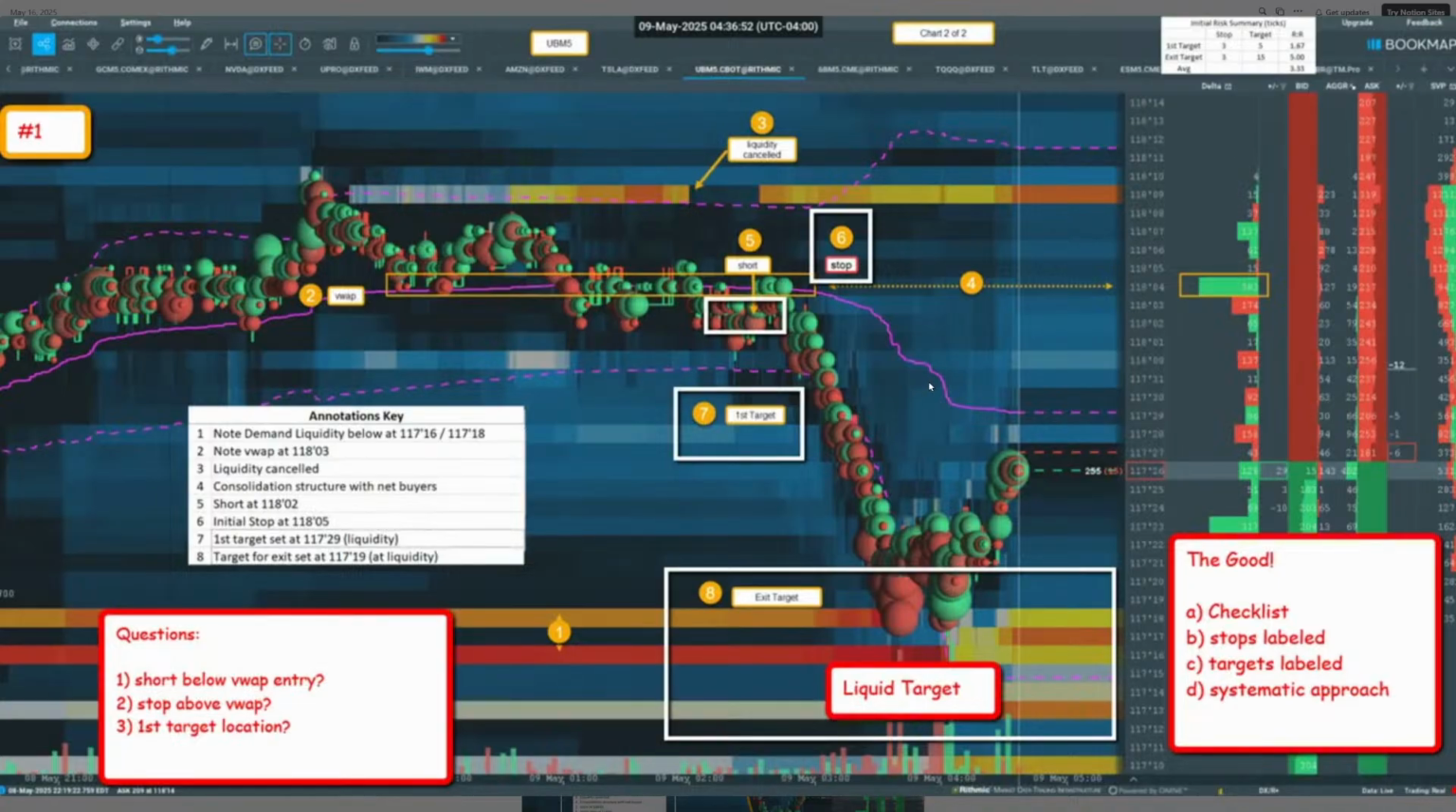And then, of course, my target's going to be down at liquidity, and that always marks my target. That's consistent throughout my charts. Does that answer your question, Vinny? Yeah, great.